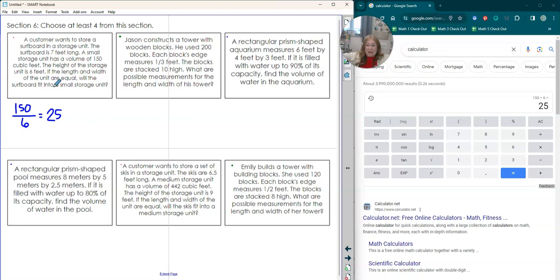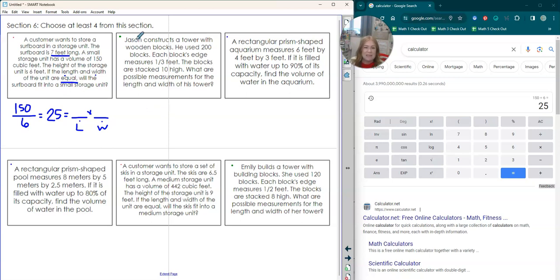But it tells me, so that's the base. The base is 25, but it says the length and the width are equal. So that means something times something, and they have to be the same number, equals 25. So, I mean, I know that 4 times 6 is not 25, but it couldn't use 4 times 6 even if it was 25 because they're not the same. This number has to be equal to this one. So once I know the length and I know the width, it wants to know, is the surfboard going to fit in that storage unit if it's 7 feet long? So tell me what you think about that one there.